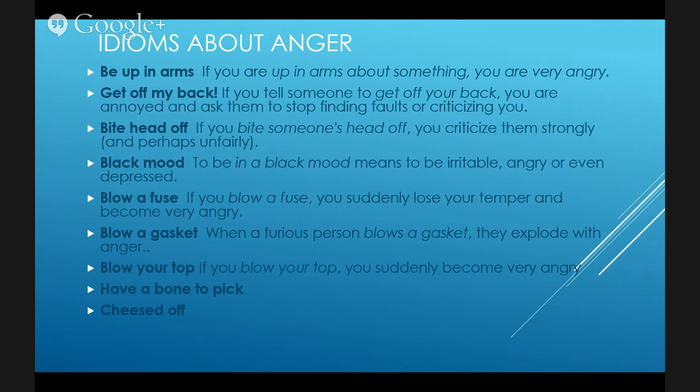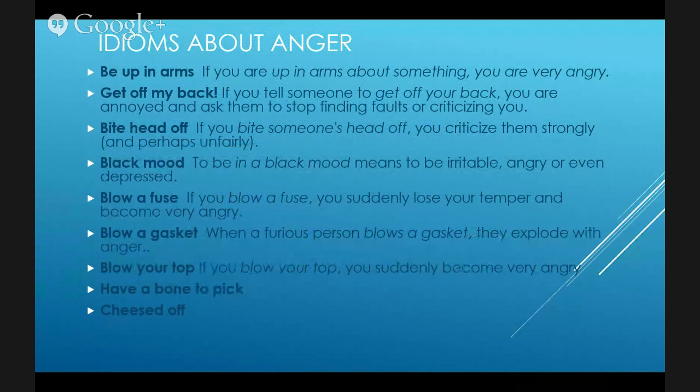Okay, and the next one, have a bone to pick. You can walk up to somebody and say, I have a bone to pick with you. If you have a bone to pick with someone, you are annoyed with them, and you want to talk to them about it.